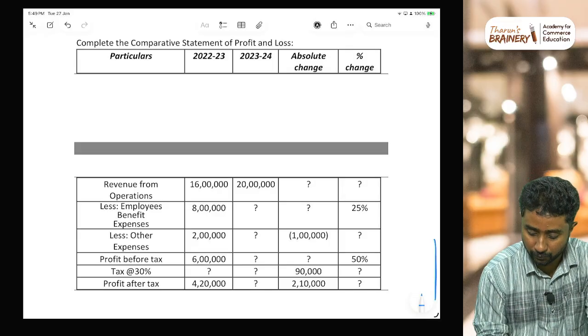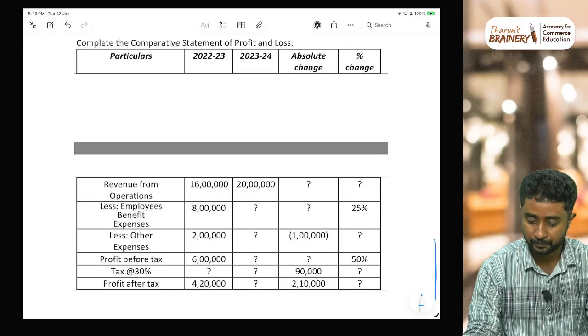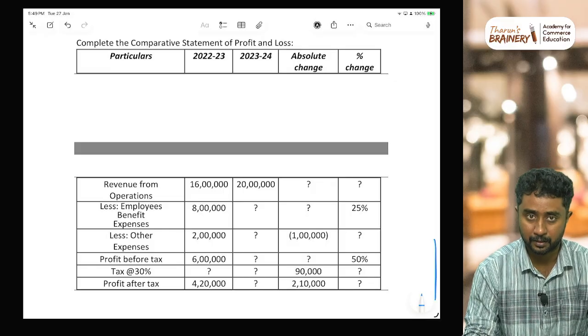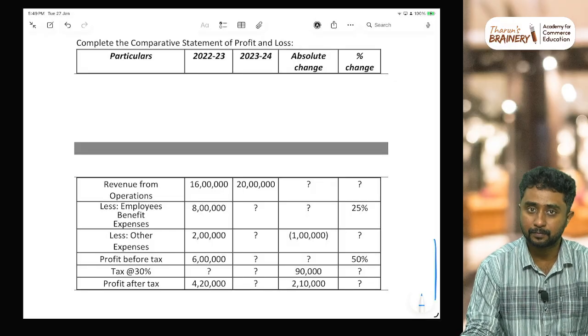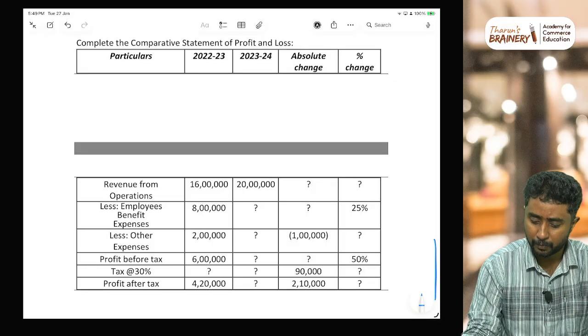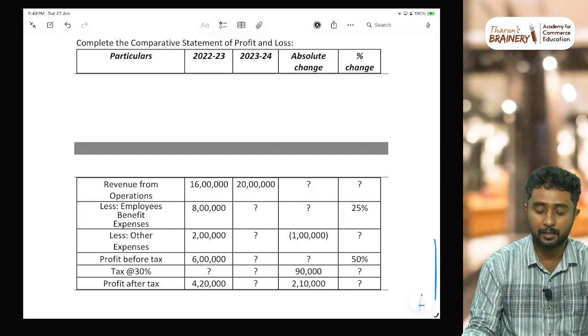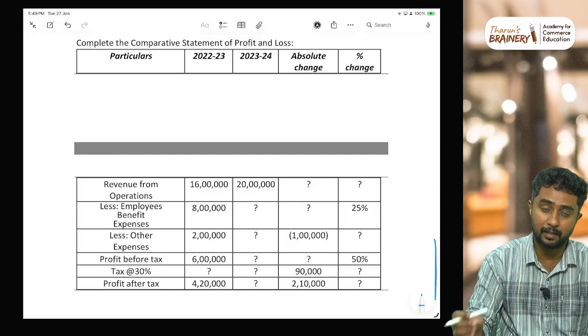So as you can see here, first amount is revenue from operations. Revenue from operation means what? Basically it is called sales amount. So revenue from operation, last year it was 16 lakhs, this year it is 20 lakhs.